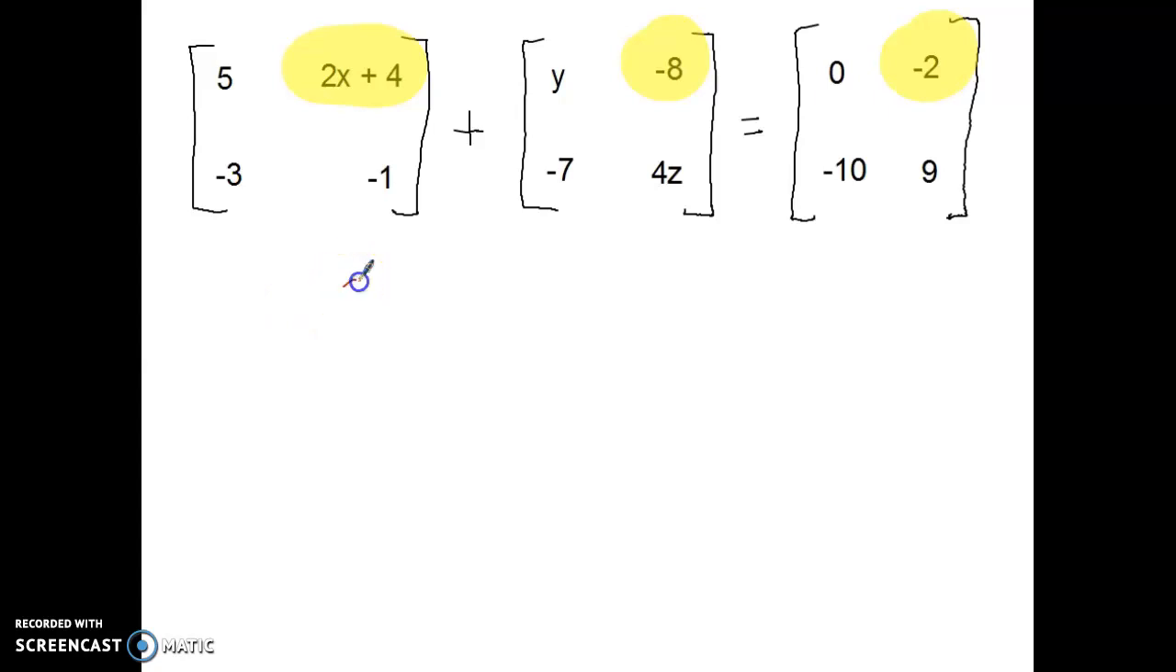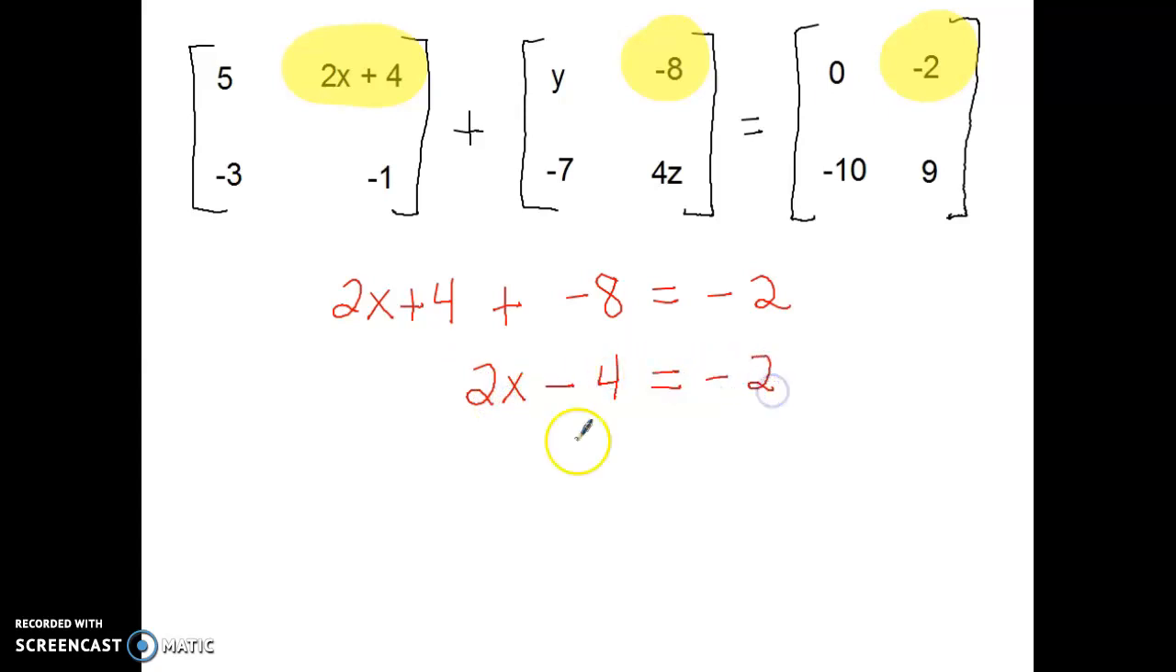So if I were to make an equation, I have 2x plus 4. My math operation is addition, and that should equal the negative 2. Then I'm going to simplify. I'll combine like terms on the left side of the equation. Add 4 to the right side. And last, I would divide both sides by the number 2. That means x would equal 1.